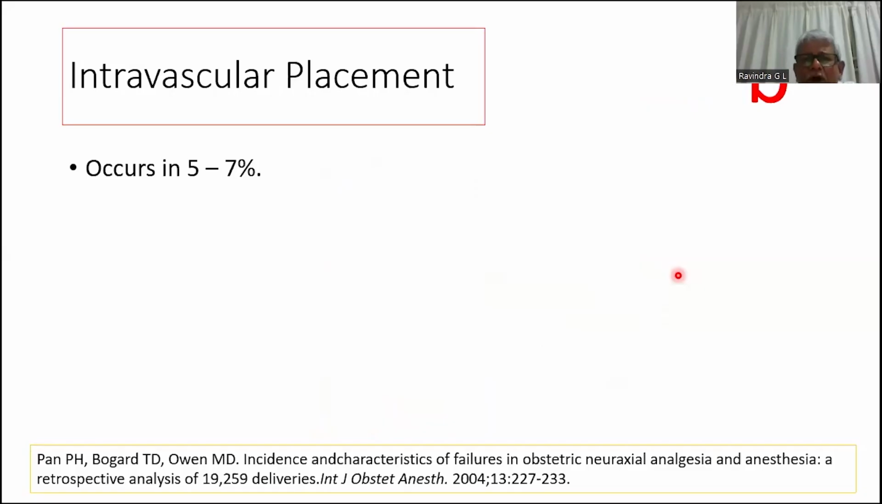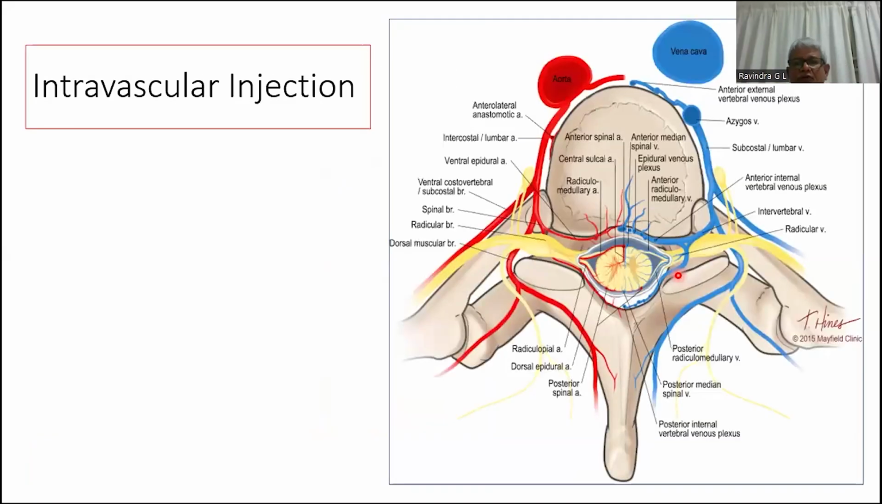The second important reason is this. Now you see, supposing there is an undetected intravascular placement, the catheter is in the vein. Now what will happen? You give 10 ml of the local anesthetic. All the 10 ml will become intravascular. Forget about the local anesthetic systemic toxicity for a minute. But what is happening? The entire drug is going into the systemic circulation. No drug is there in the epidural space for it to act. So, if the catheter is intravascular, the drug does not act at all.